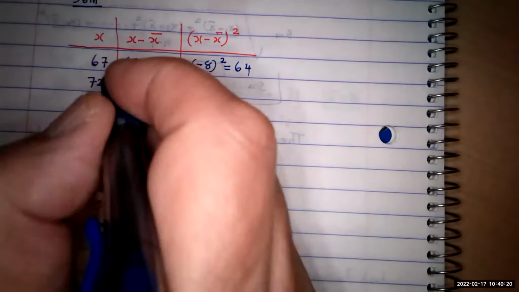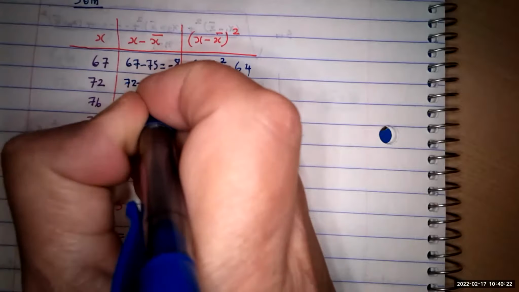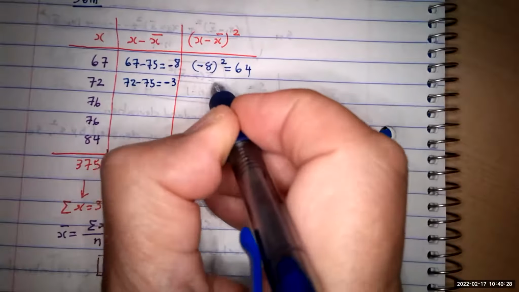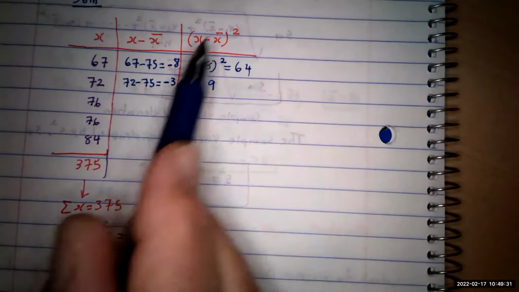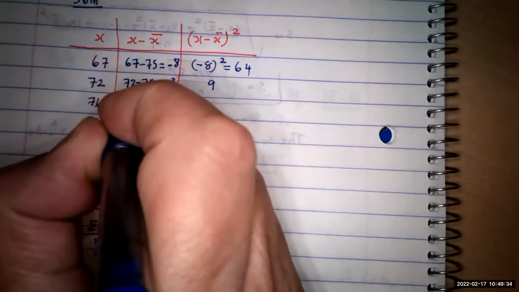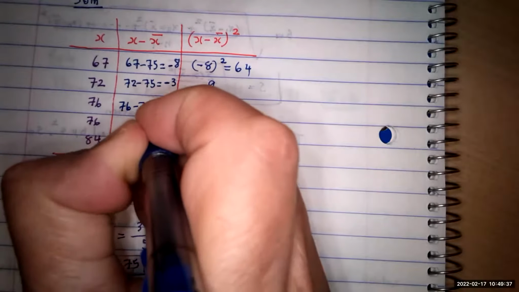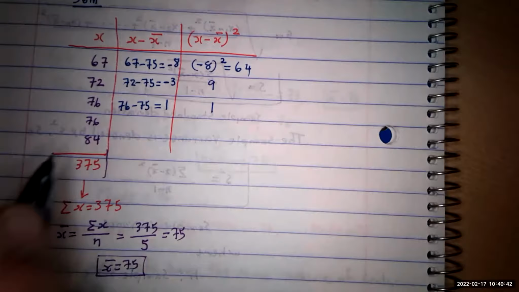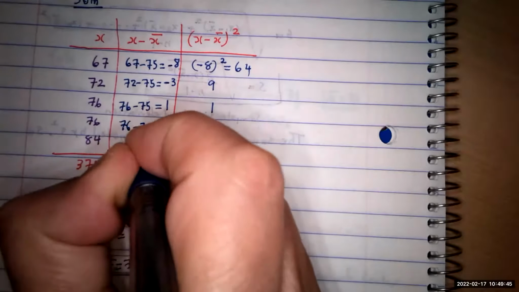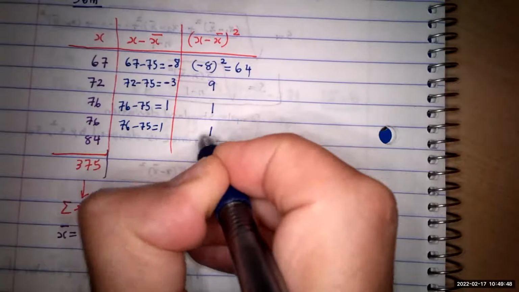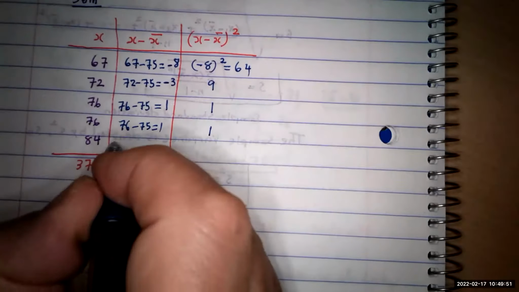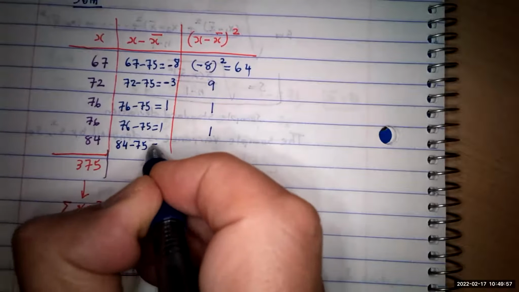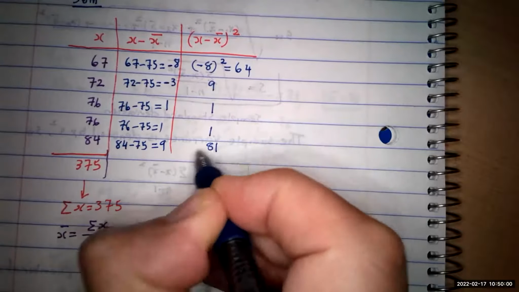Over here, 72 minus 75. So that gives you negative 3. You square it, that gives you 9. Negative 3 squared. Next one, 76 minus 75. That gives you 1. You square it, that gives 1. And this is the same, 76 minus 75. 1, that gives us 1. This last one is going to be 84 minus 75. That gives you 9. 9 squared would be 81. That's it.